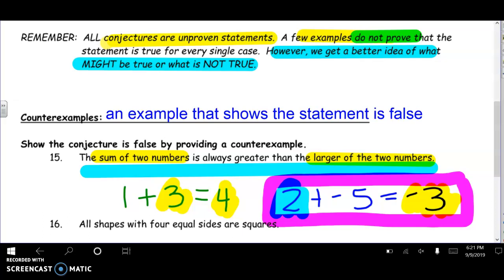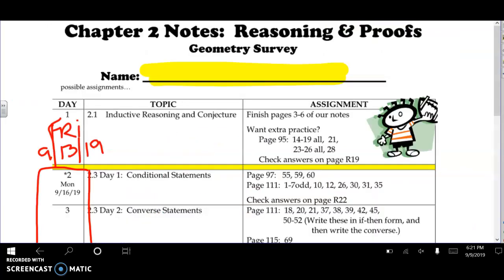If we go back to your assignment page, it says that your assignment is actually in our notes. First time that's happened all year. And you're going to finish pages 3 through 6 of our notes. If you finish this in class, show it to your teacher. If not, you'll show it next time that you have class. Good luck!